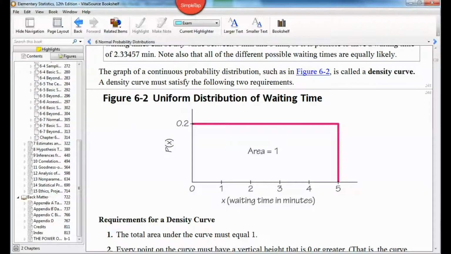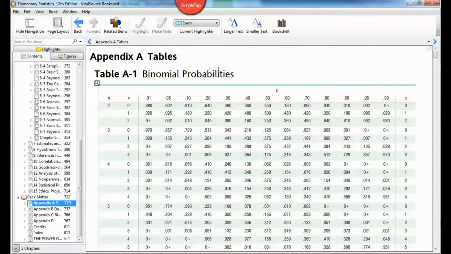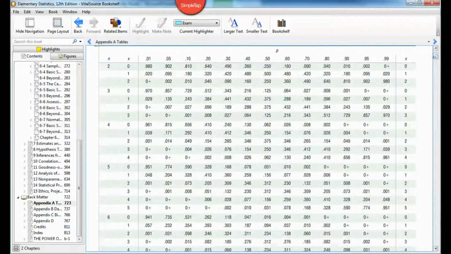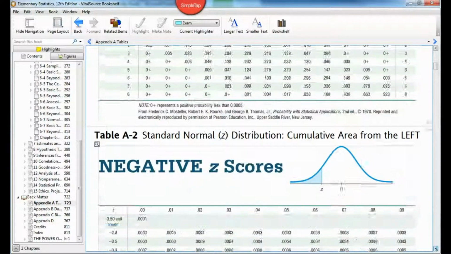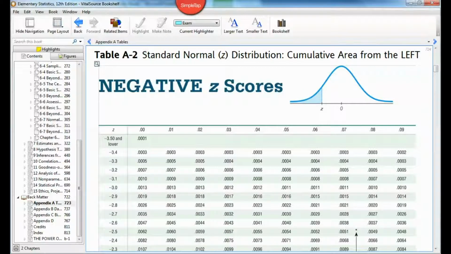If you scroll down and look at Appendix A, it starts out with binomial probabilities. Go a couple pages in, and the table that we're going to use is table A2, so it's just a couple pages down. If you print out the formula sheet from the book, or if I've given you one, then you have the table. All right. Make sure that it says table A2 at the top.